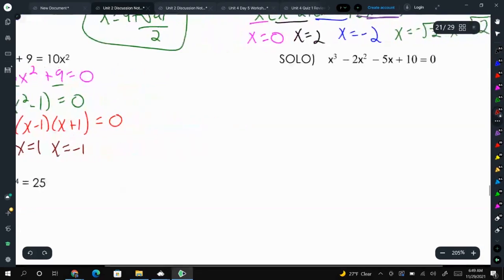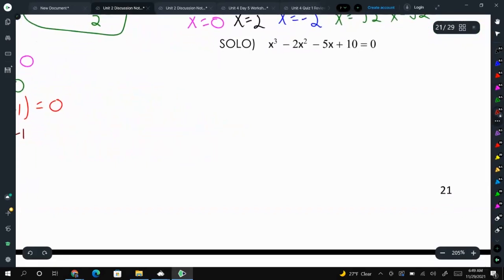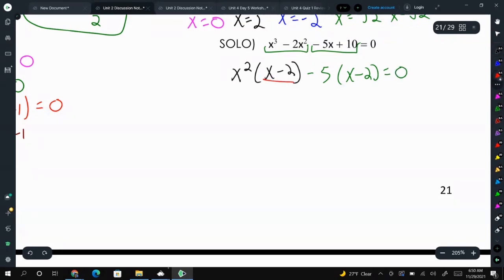Now with this one over here, I notice I have x to the third minus 2x squared minus 5x plus 10. This is not in quadratic form. So I'm going to look and see, can I do factor by grouping? Well, I can factor out an x squared from those, so x squared, and I'm left with x minus 2. And then from the next group, I can factor out a negative 5, and I'm left with x minus 2. These match, so I'm in good shape to do factoring by grouping in my leftovers.